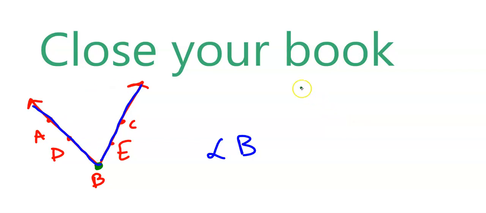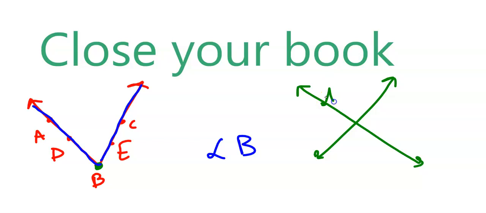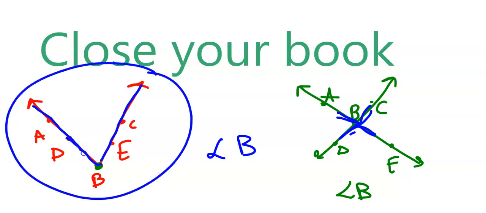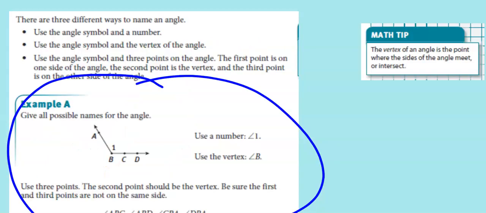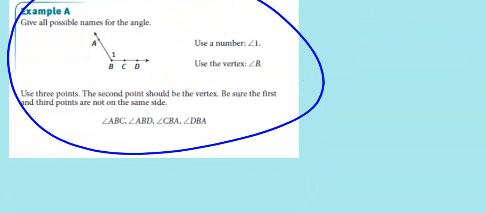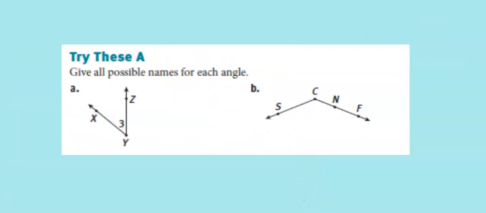But if I had this, and I said find angle B, you wouldn't know if I'm talking about this angle or this one or this one or this one. So that's why we say to use 3 letters. But in the case if it's very clear that there is only one, you sometimes can just use the 1 vertex. So we can skip through this because I just went over all that. You can read it again if you need to on your own. Go ahead and pause the video and try to name all of these.